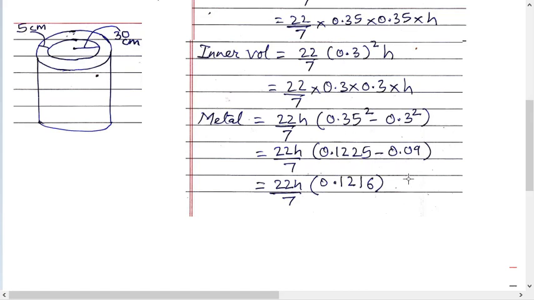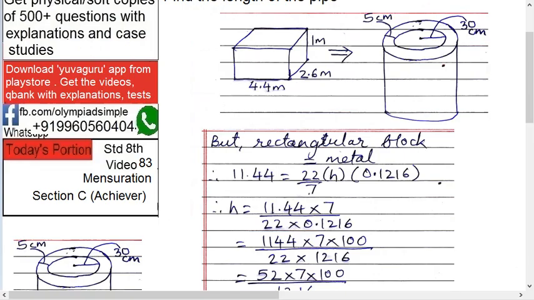See here, we had 3 steps. One was of the rectangular block, second is of the metal. Now we have to equate this metal to the rectangular block. Now we have found out the volume of both the rectangular block and the metal. So both are equal because they are made from the same material. So rectangular block equals metal. So 11.44 was the earlier volume of this block, equals 22 by 7 into h into 0.1216. Okay, now solve for h.